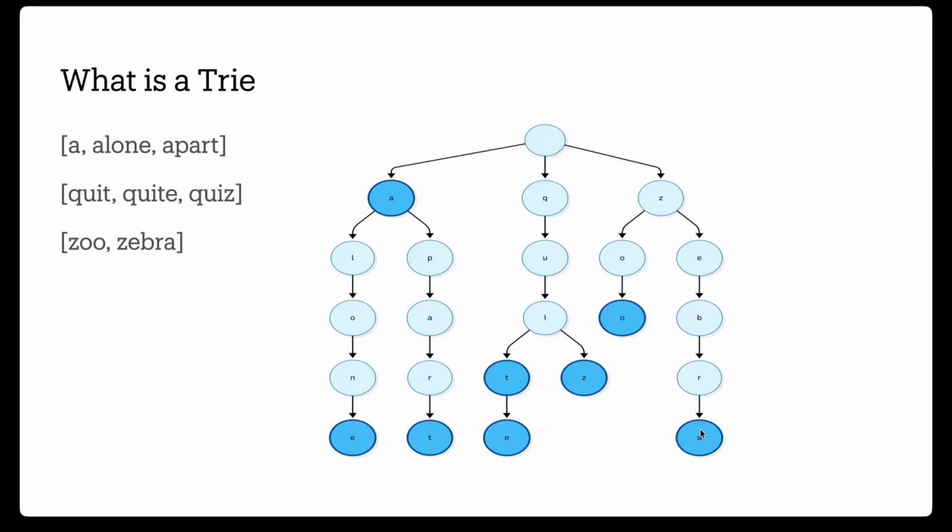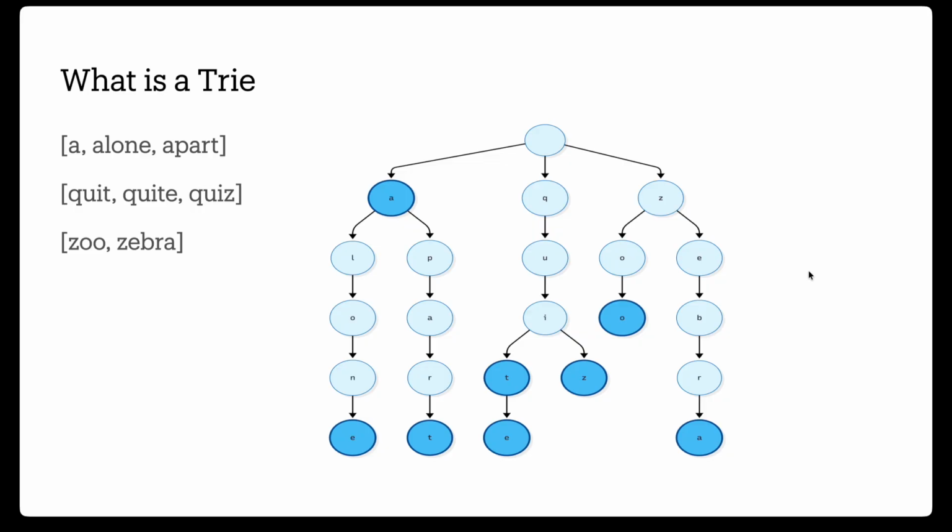But if we wanted to remove zebra as well, then we would do the same steps. We'd remove the A, the R, the B, the E, and when we got to the Z, we would notice that no other words use this prefix, so then we could safely delete the Z as well.